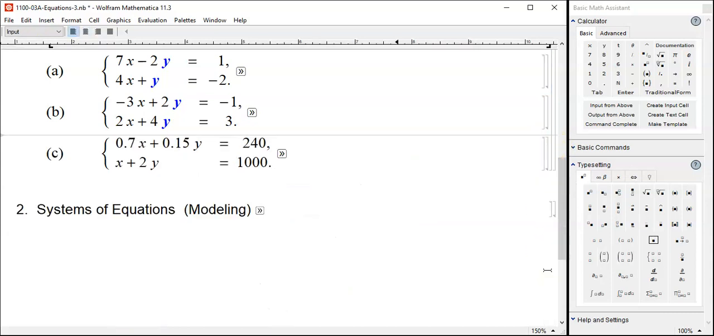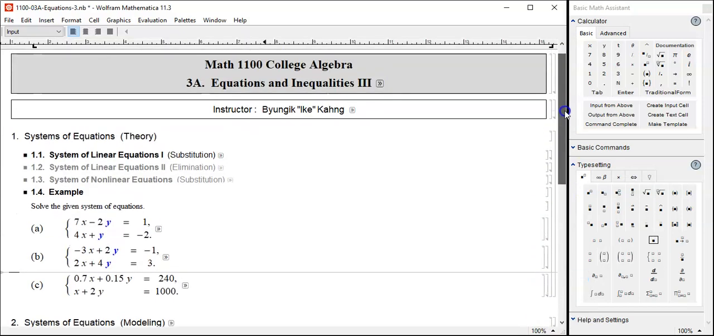Okay, do we have time for another problem? I don't know. Let's try. I may have to stop halfway through. How about the next problem here? We have some decimals.